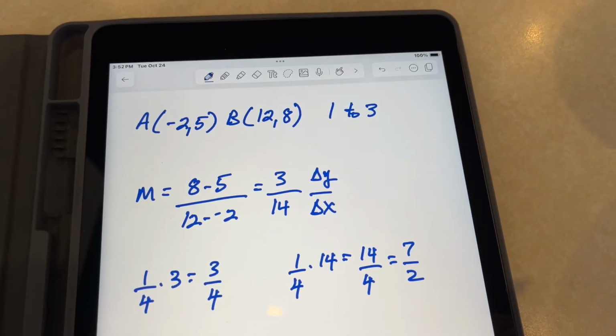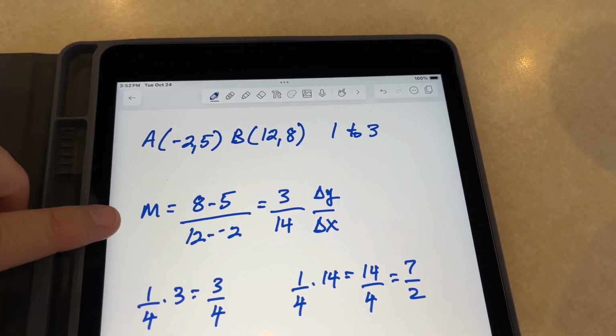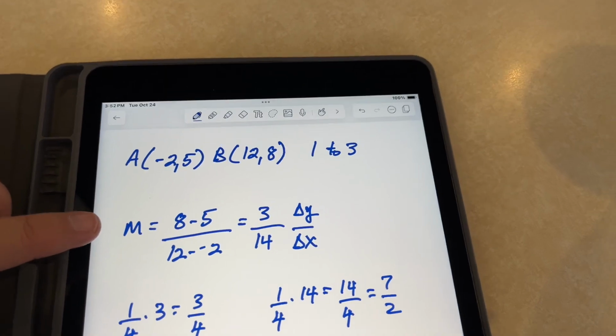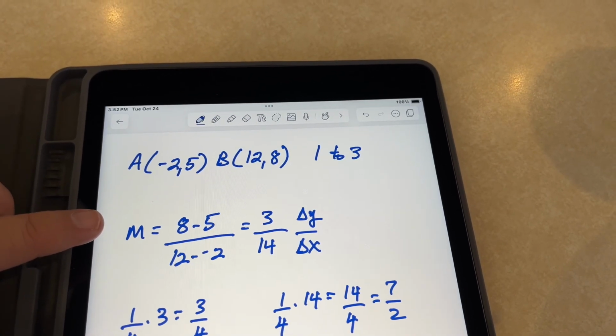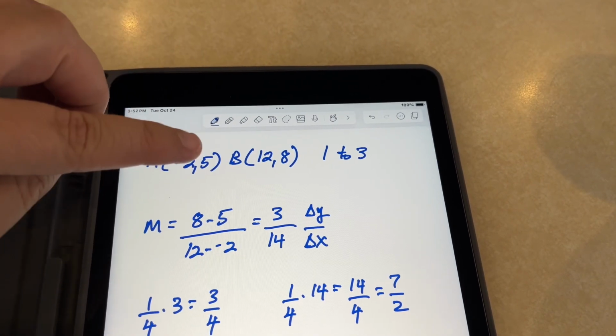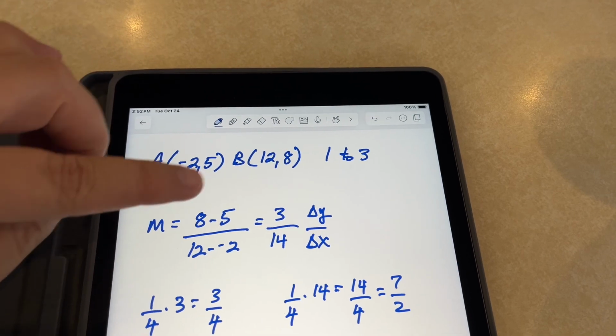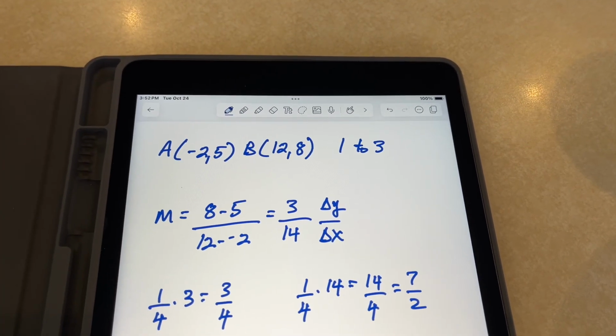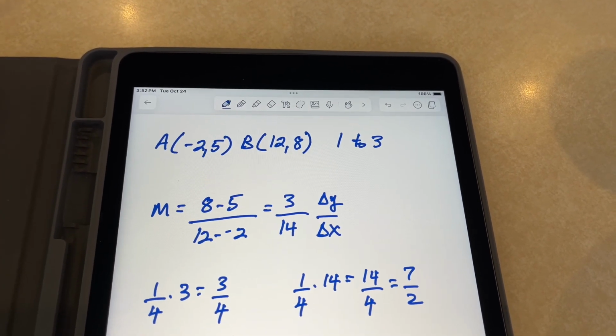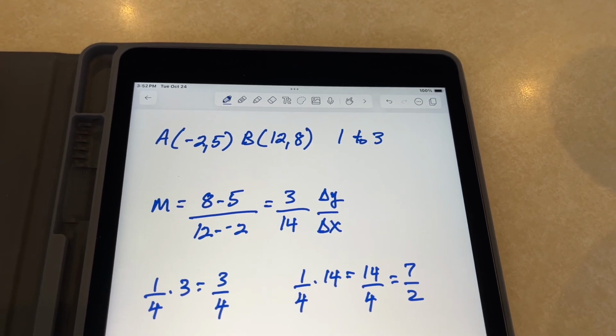The strategy is to find the slope between the 2 points. So I'm doing the delta y over delta x. So I'm doing y sub 2 minus y sub 1 on top and x sub 2 minus x sub 1 on the bottom. Ends up being 3 over 14. So that's delta y over delta x.